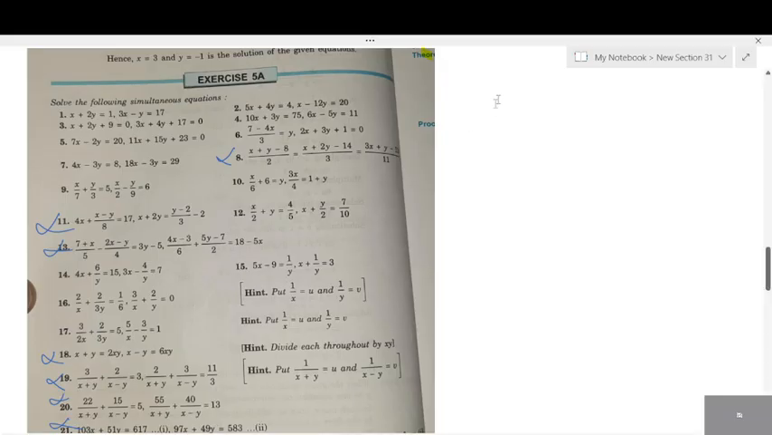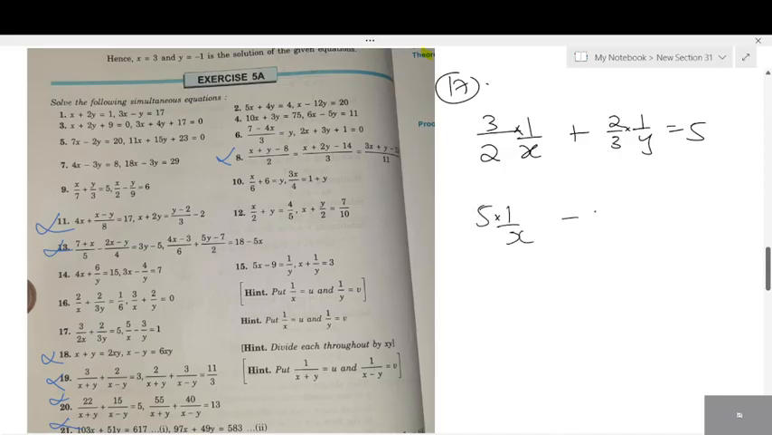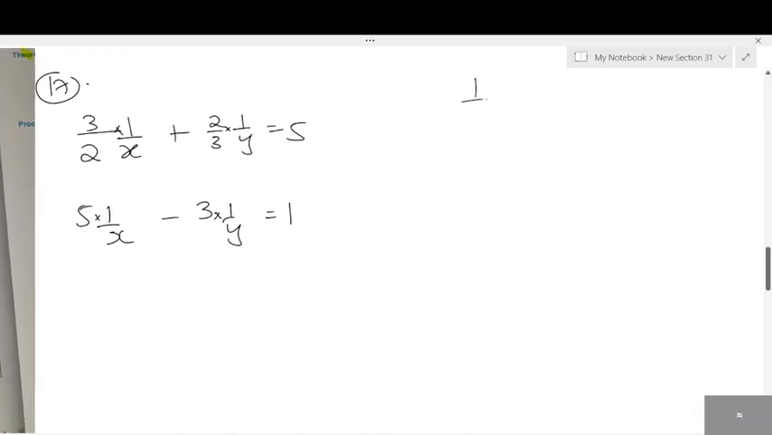Try the 17th question. Assign a value. Okay, first tell me how do you write it separately, students? 3 by 2 into what should I write? Plus, next one, 2 by 3 into... is equal to 5. Next, 5 into... next... is equal to 20. Yes. Assign a value, it should be u and v. Take 1 by x is equals to u, 1 by y is equals to v, substitute, complete it.